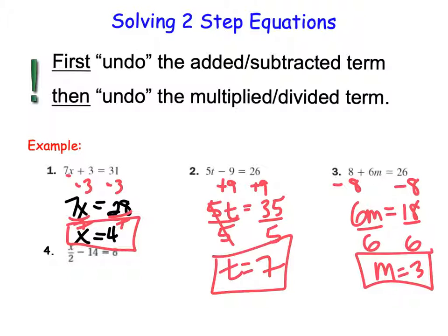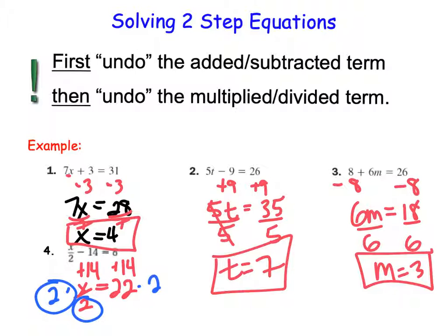Number 4, finally we have a division and a subtraction going on. And so again, keeping with our rule to always undo the term that's being added or subtracted to that variable, we're going to need to add the 14 to both sides first. And then we're left with x divided by 2. And so to undo that, we need to multiply, and again, keep it up top, because that's where it belongs. Because that 2 divided by that 2 makes 1, thus isolating your variable to get x equals 44.